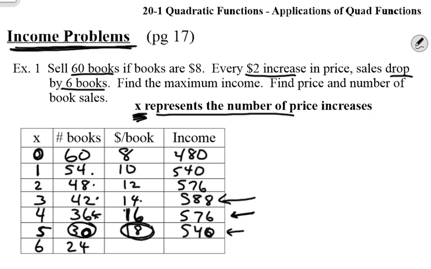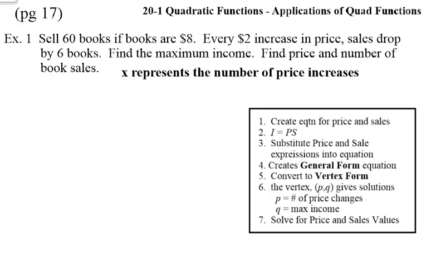So that's what income problems are talking about. What's the perfect combination of price to number of sales? So, again, with these, very step-by-step procedural, but you just got to remember the setup. So here we go. It's going to look similar, but still be a little different. First thing, we want to create equations for price and sales.